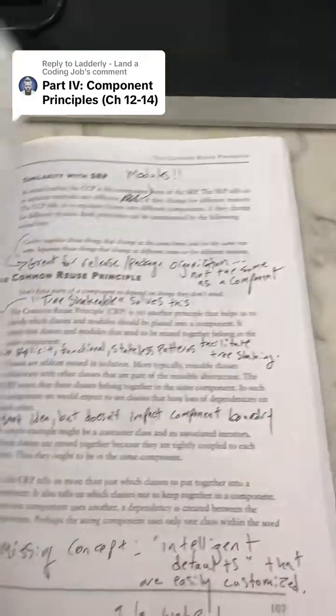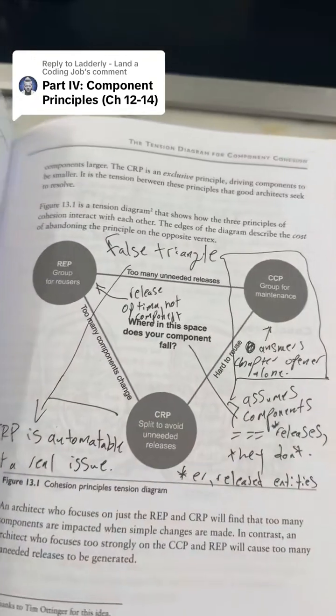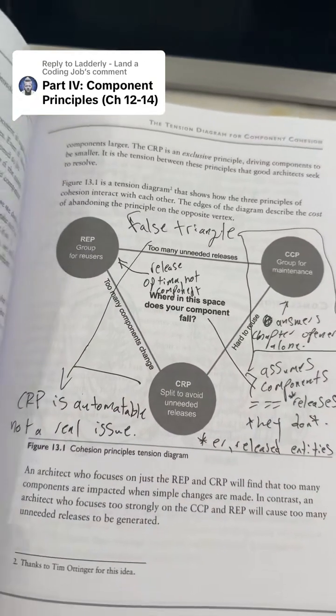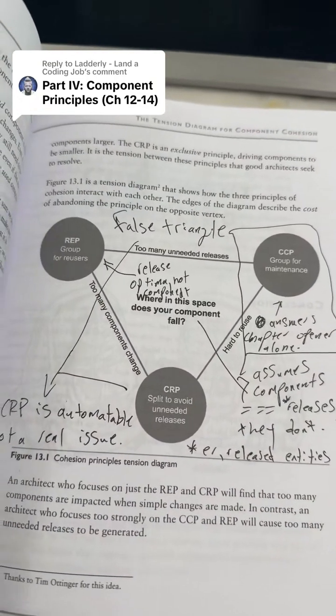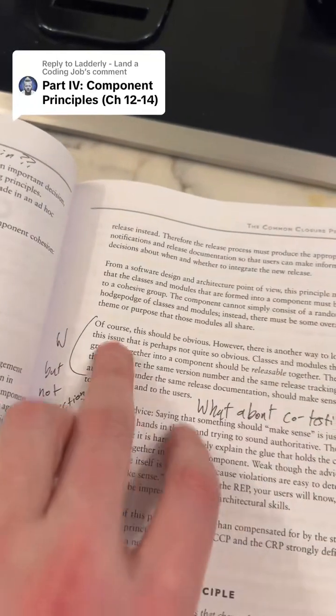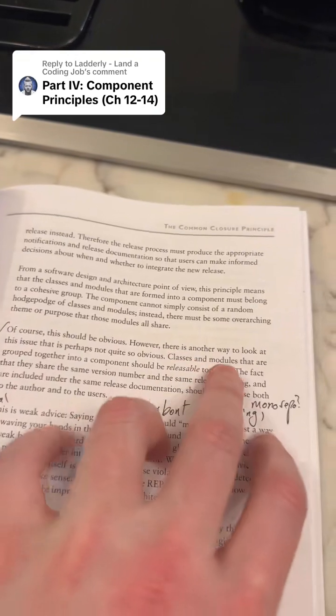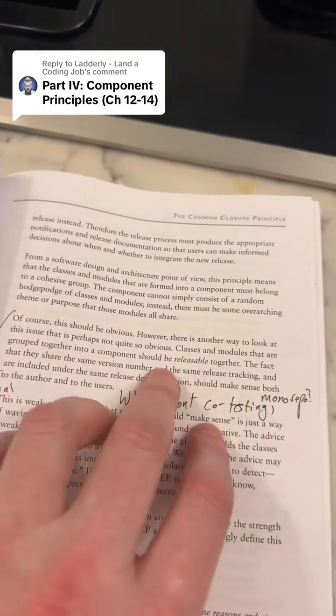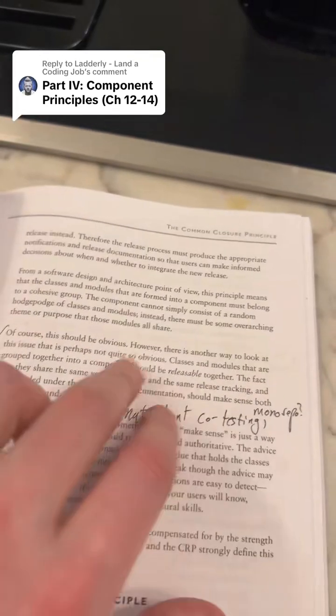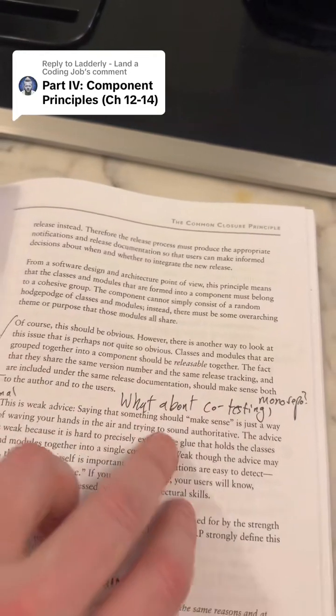So later he will create a tension diagram, but the tension diagram is a false triangle in part because release is a different concern from component organization. So this relation is interesting, but it's not bidirectional and it's ultimately a different concern. So it's true that classes and modules that are grouped together should be releasable together. That's true. But this is not the only criteria for co-releasing or co-building.